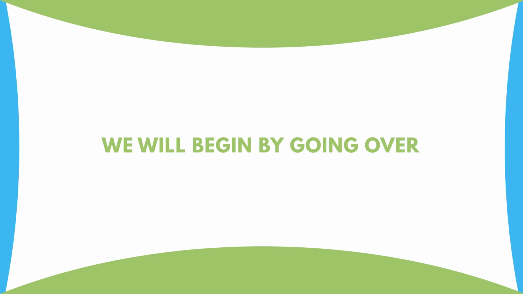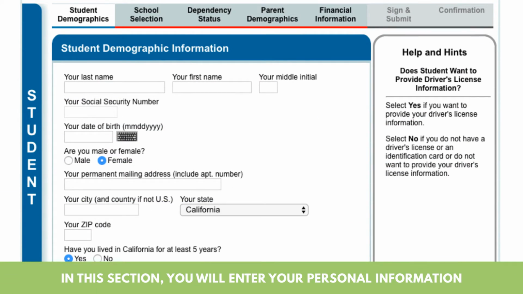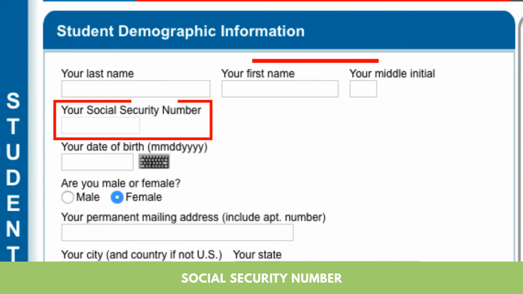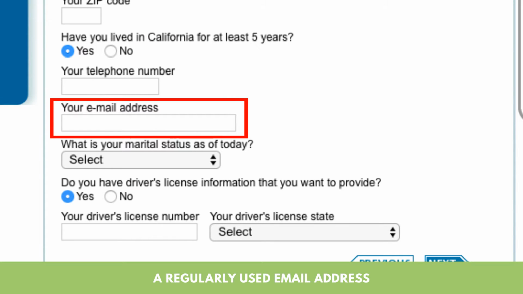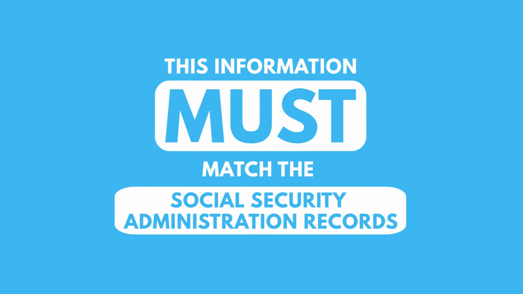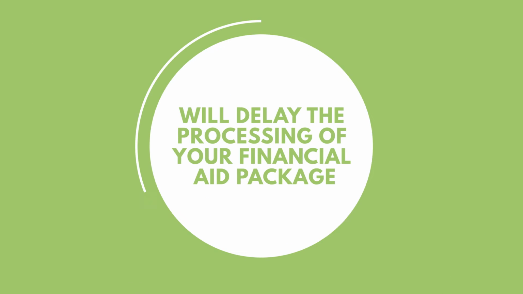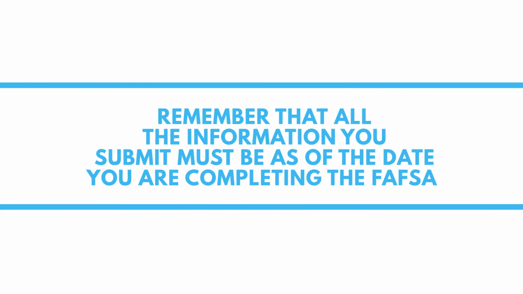We will begin by going over student demographics. In this section, you will enter your personal information. This includes your name, Social Security number, date of birth, and a regularly used email address. This information must match the Social Security Administration records. Providing inaccurate information will delay the processing of your financial aid package. Remember that all the information you submit must be as of the date you are completing the FAFSA.